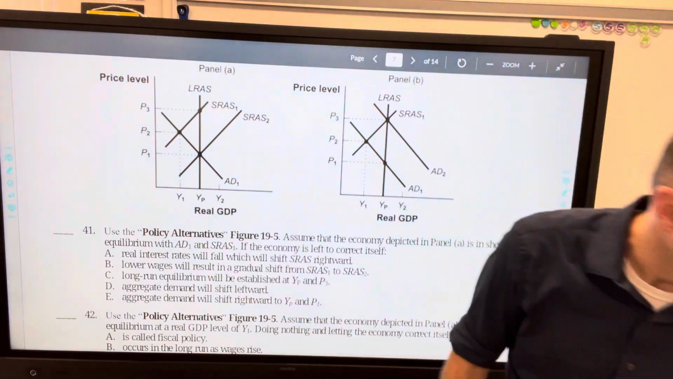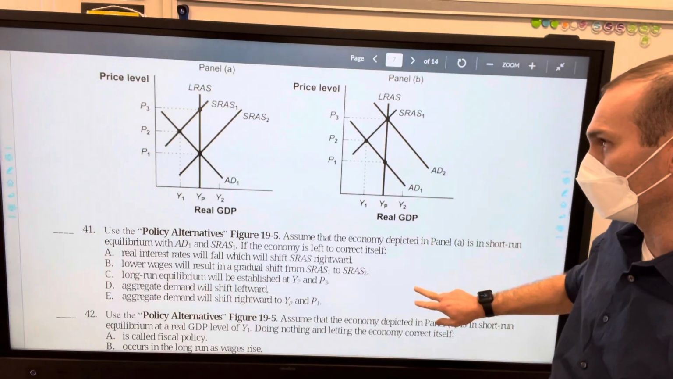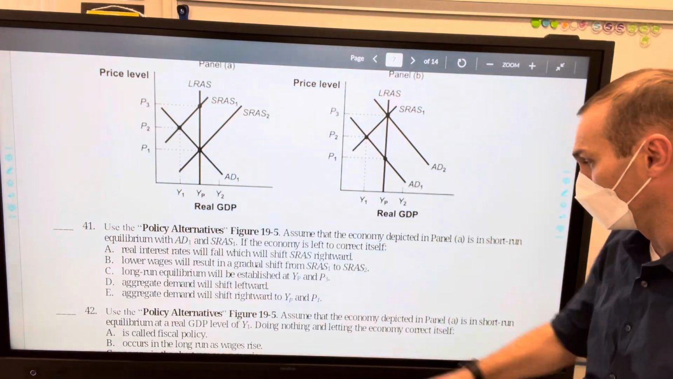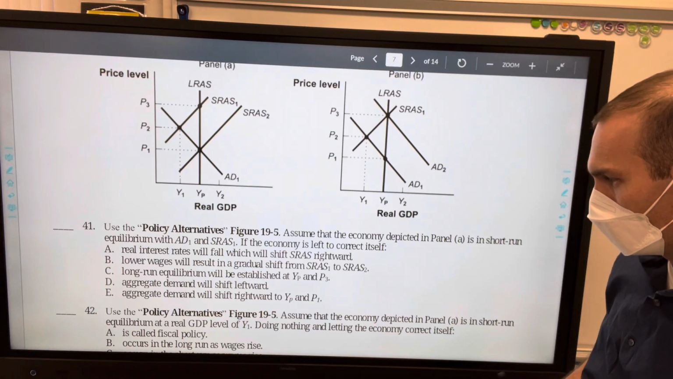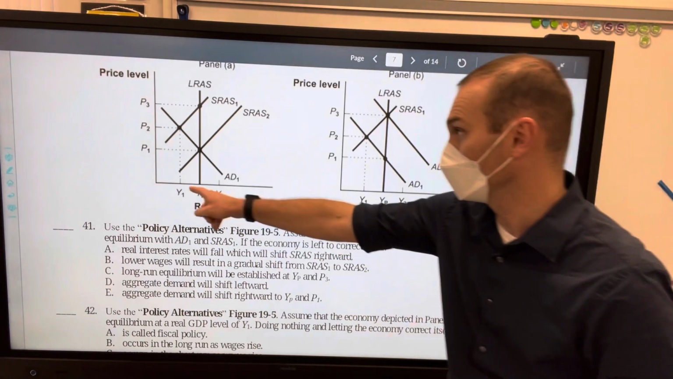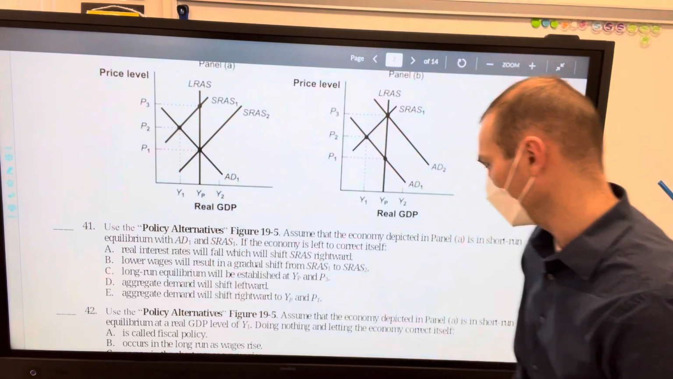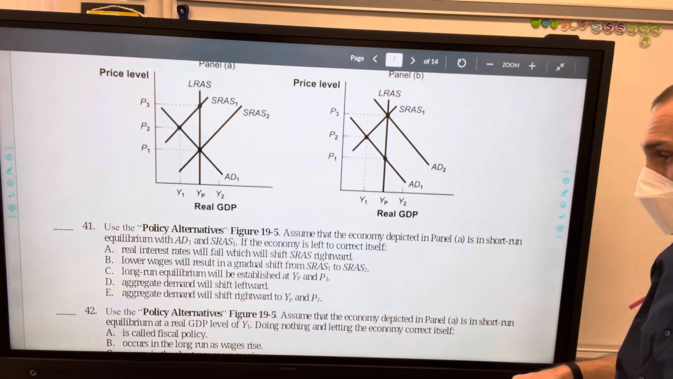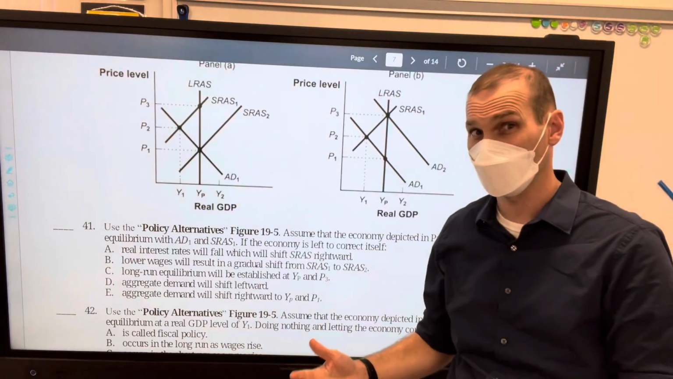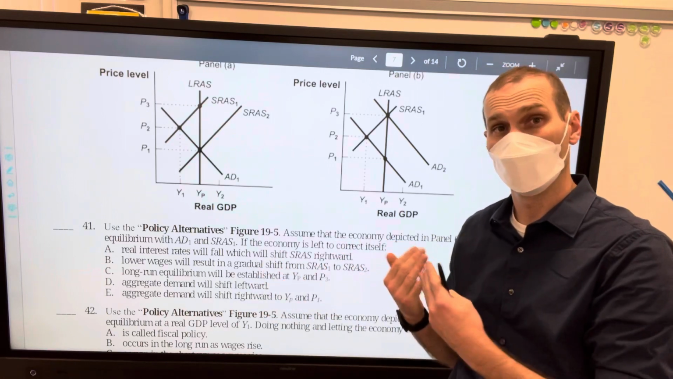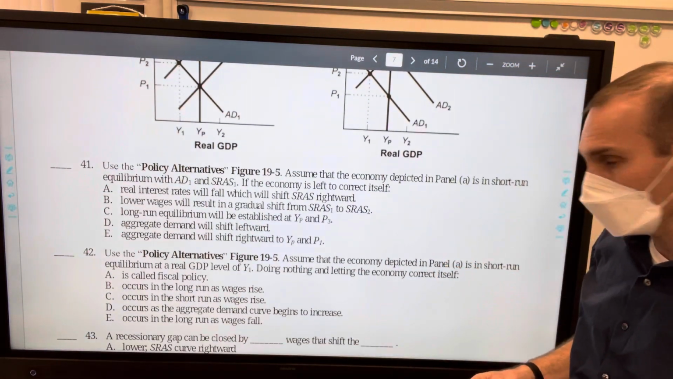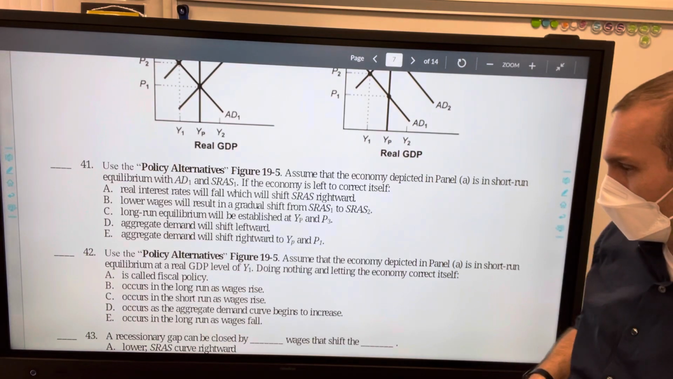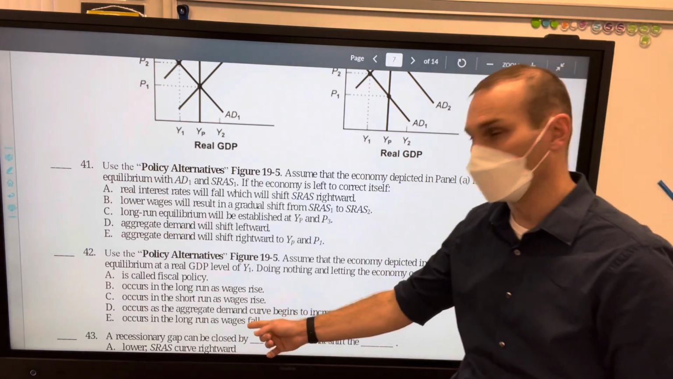All right. Moving on to the next one, we want to cover 42. So leaving the panels there, it says, assume the economy depicted in panel A is in short-run equilibrium at real GDP level of Y1. That's exactly where we were on the first one. Doing nothing and letting the economy correct itself, so it's essentially the same question. Wages are going to fall, supply is going to increase. Let's look at this. Oh, and this one is, it occurs in the long run as wages fall.